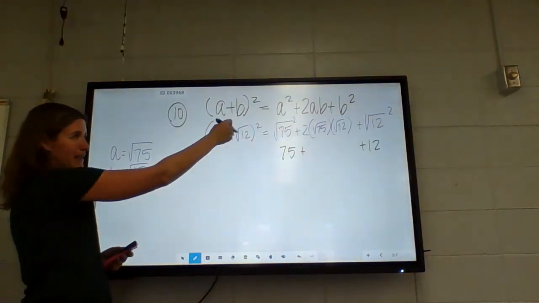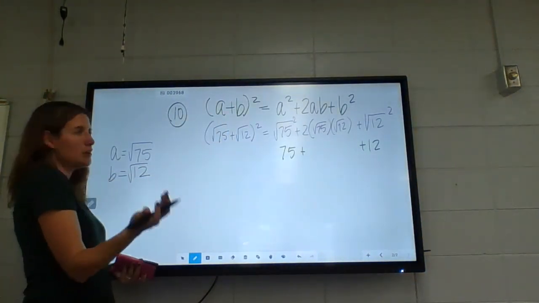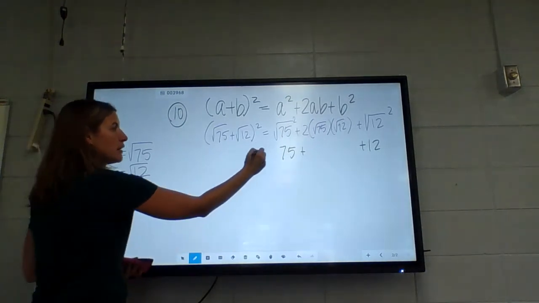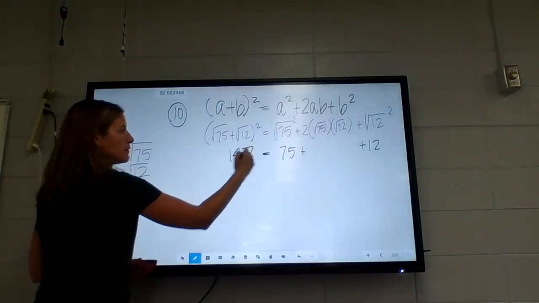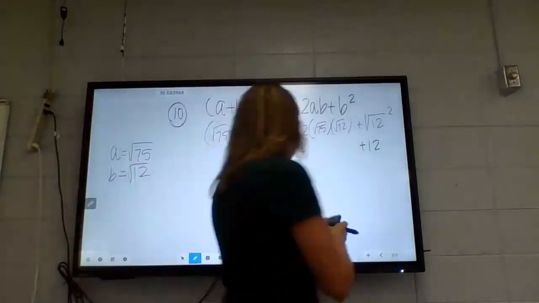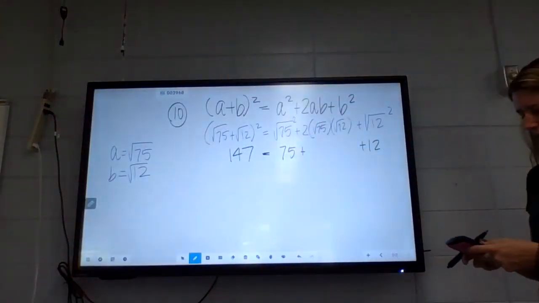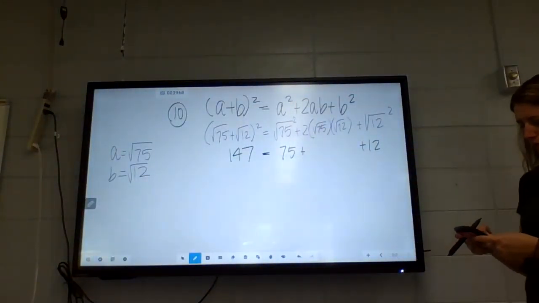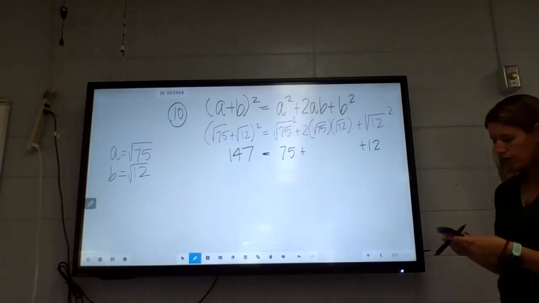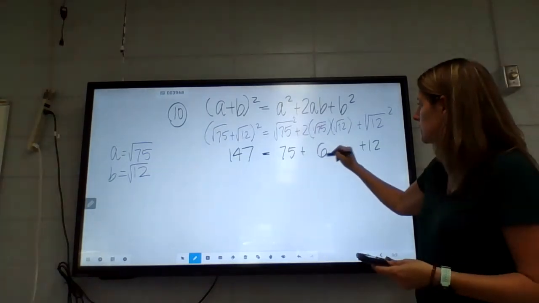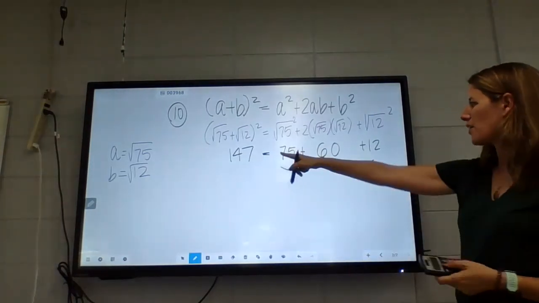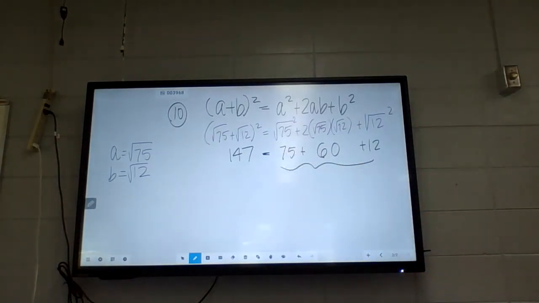So I put that into my calculator. That's not something you probably do off the top of your head. So this is 147. And then over here, I did 2 times the square root of 75 times the square root of 12. And this is 60 here. And then when I add those 3 together, I get 147. So they were giving you values for A and B and asking you to substitute them in.